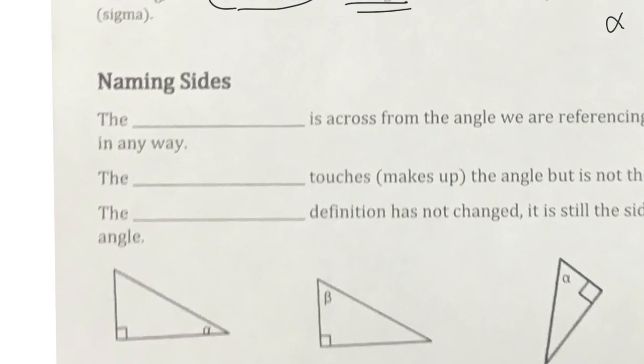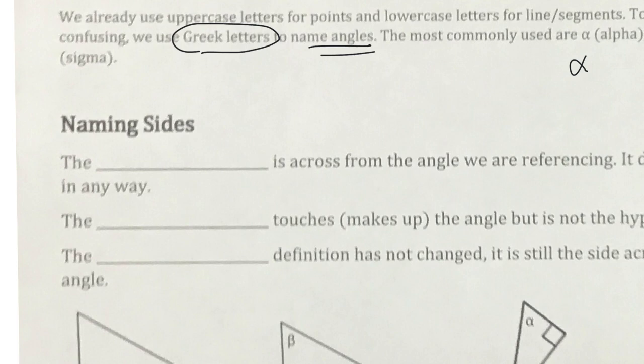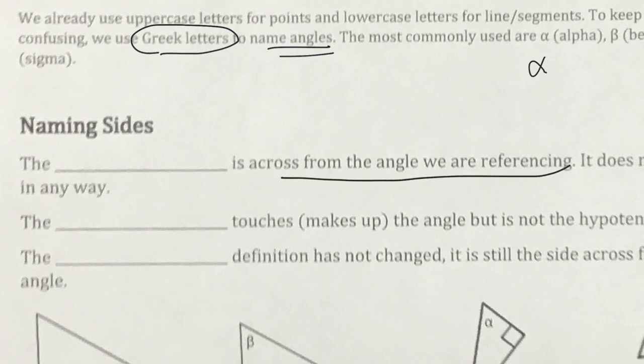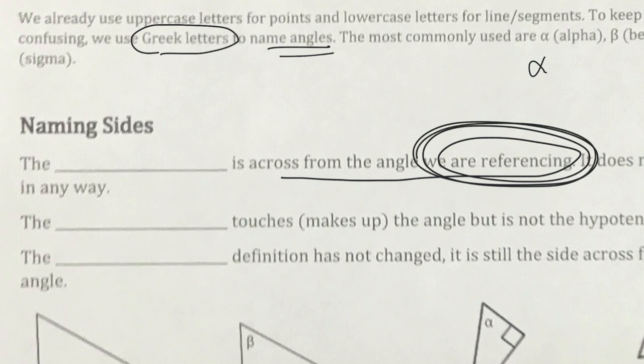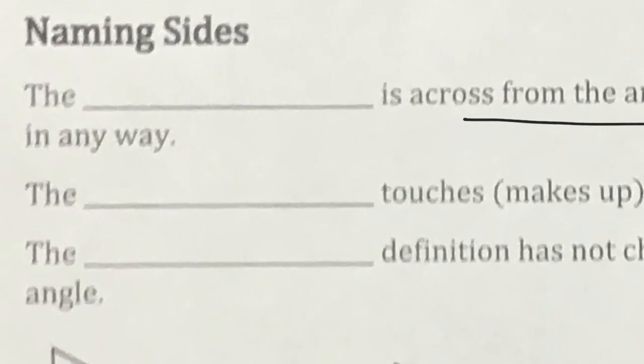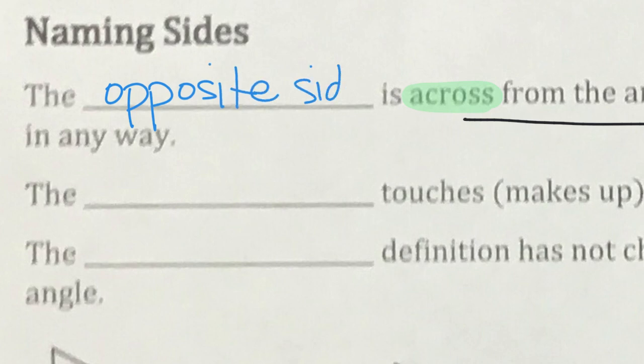So, naming sides. The blank side is always across from the angle we are referencing. You're not always going to be given the same angle, and definitely not always in the same orientation. These things can change, they can move, they can be repositioned. So the reference angle is either the angle that you're given or the angle that we're trying to find. The one that is across from the reference angle is known as the opposite side.